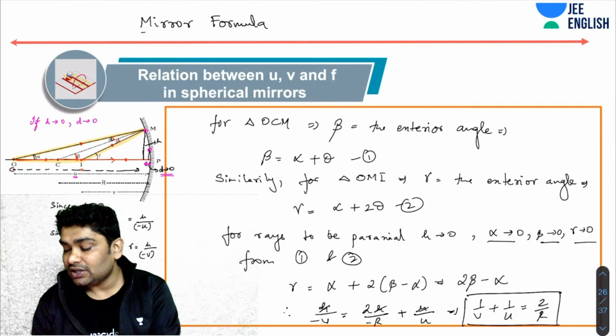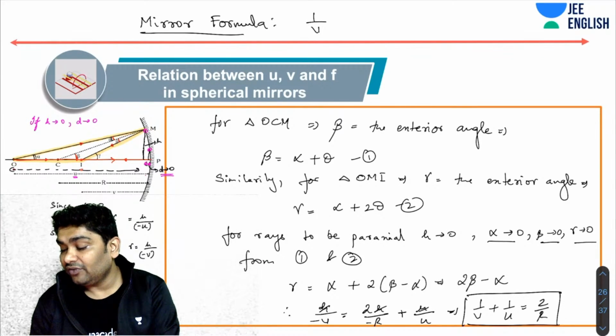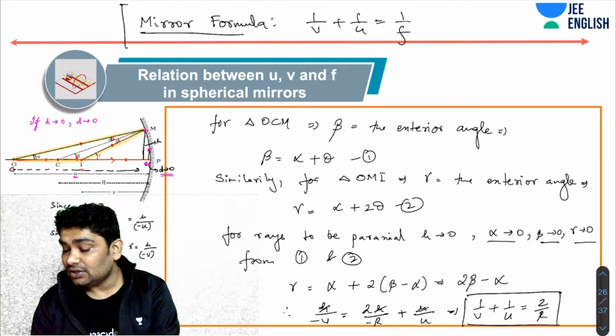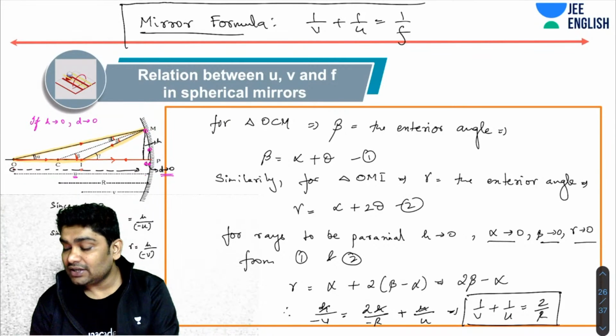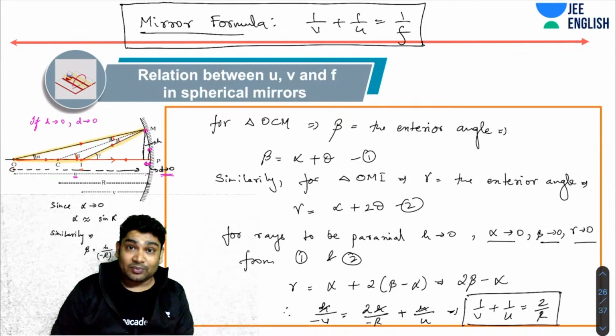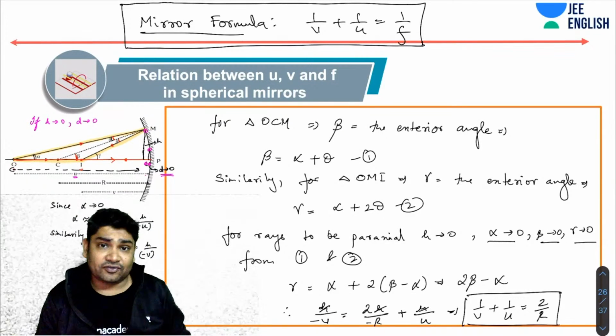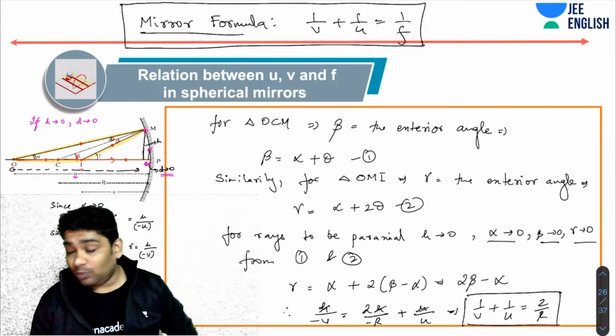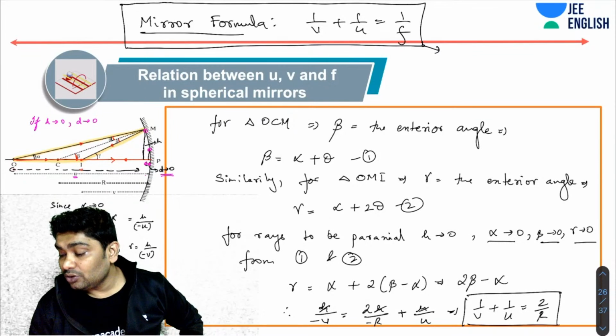And mirror formula suggests that 1 over v plus 1 over u equals 1 over f. Okay, very, very important result. This is what we are going to use mathematically to find the position of the image if the position of the object is known and the focal length, of course, is known. So please remember a few important points again. Use with proper signs.